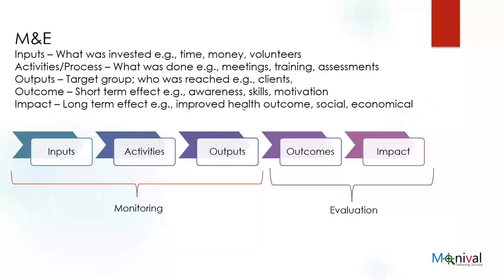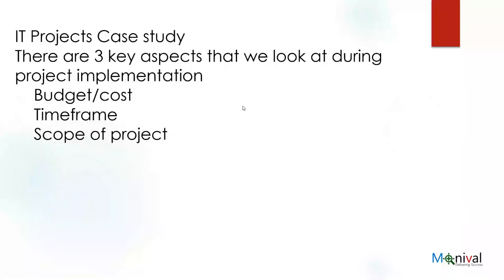Generally, when we talk about IT projects, we have three key aspects that we think about. These are the budget, which can also be called the cost, the time frame, and the scope of the project. These are the three key pillars that we would generally look at when we are starting implementation of a project.